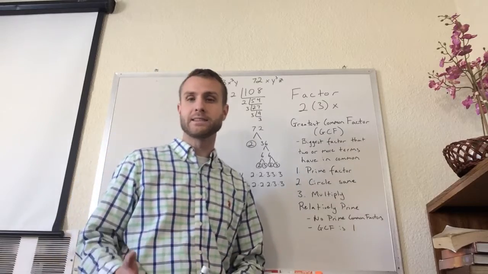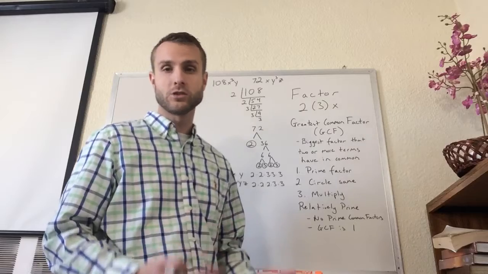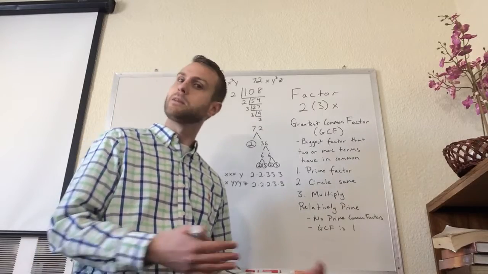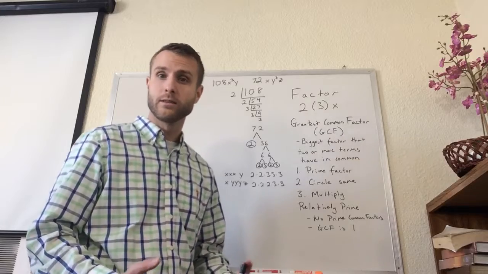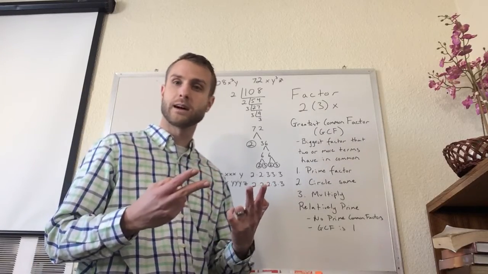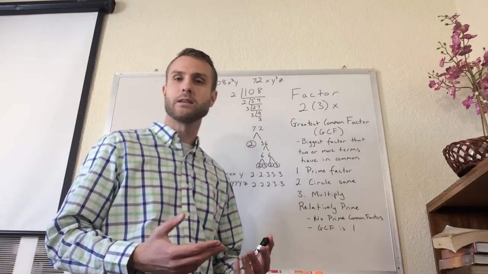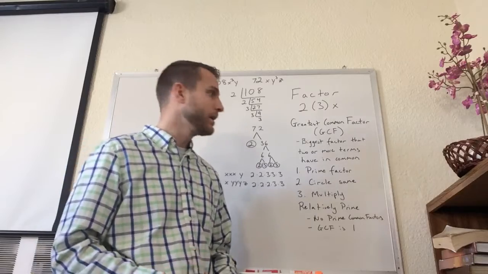So for example, 8 and 10, the biggest factor they have in common is 2. The biggest number they can be divided by is 2. For 8 and 12, they have two common prime factors. They have two 2's in common. So the biggest number they can divide by is 4. Their greatest common factor is 4.